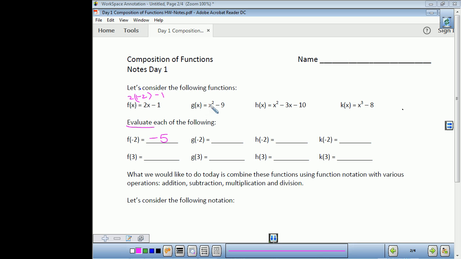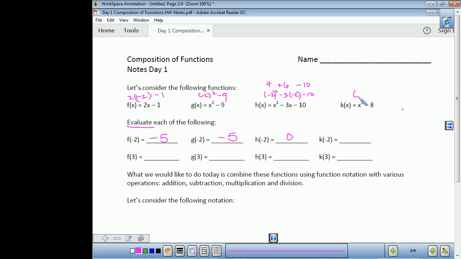G of -2. So we plug in -2, and we get 4 minus 9 is -5. We plug in -2 into H. -2 seems to be a common thing, an easy number. So we plug in -2, we get 4 plus 6 minus 10 is 0.